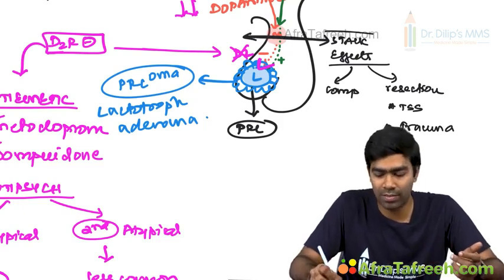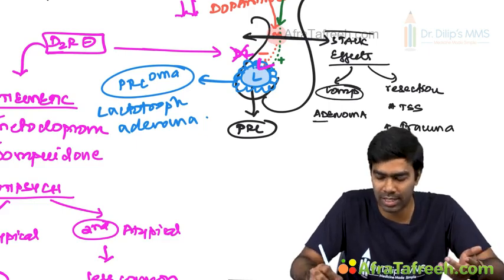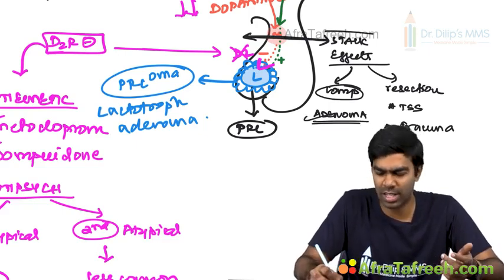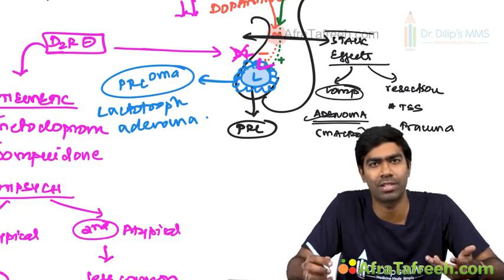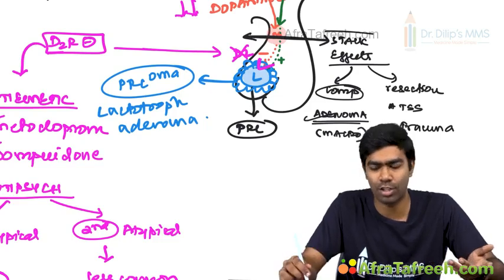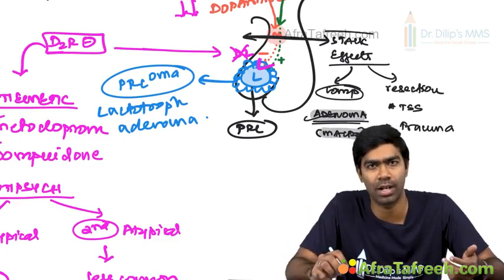Stalk compression is a relatively common entity because even a pituitary adenoma or any other mass lesion near the pituitary region can result in compression of the stalk, especially a macroadenoma, and that too a non-functioning macroadenoma can sometimes compress the stalk and raise the prolactin. So there's a huge point associated with this: a macroadenoma causing stalk compression and raising the prolactin.